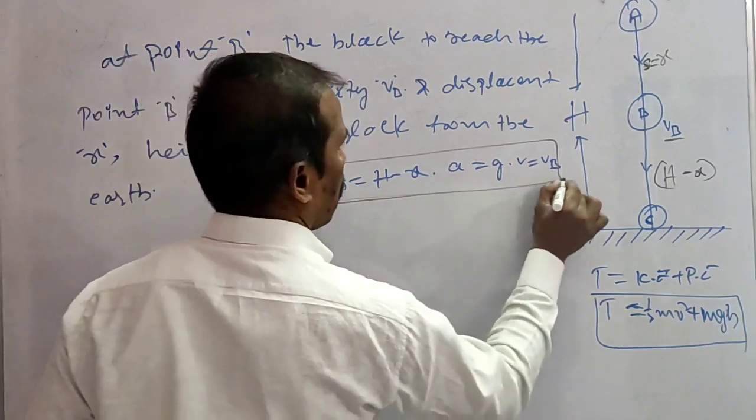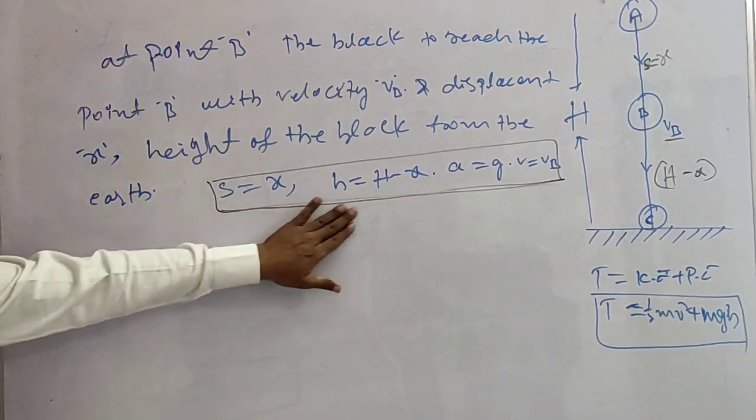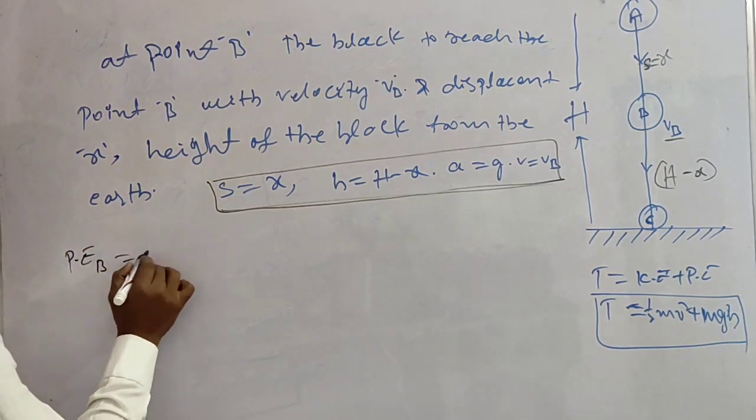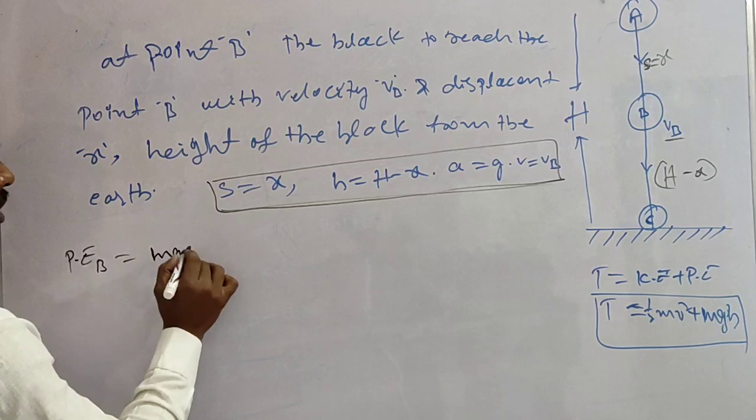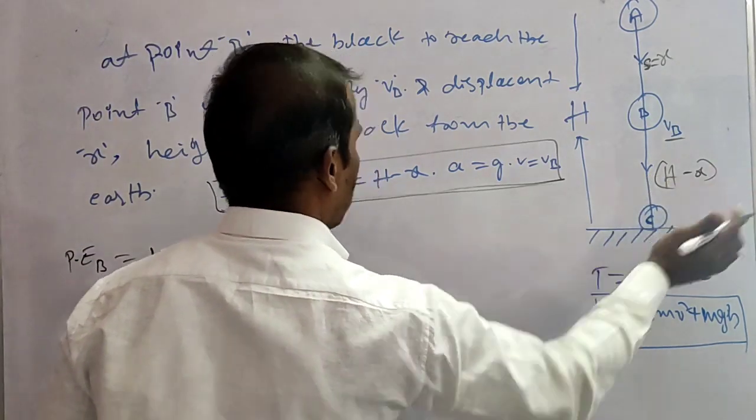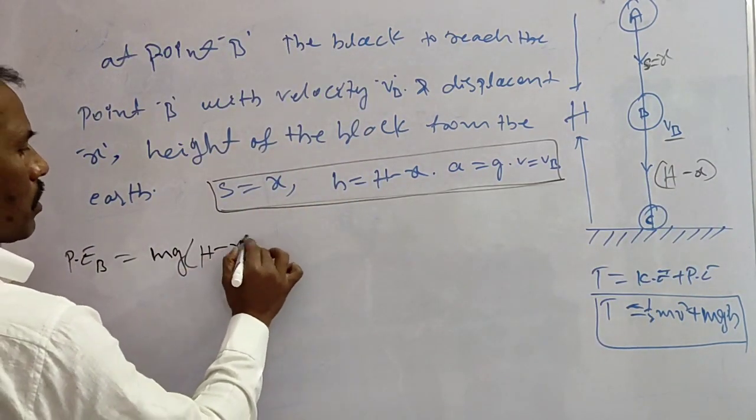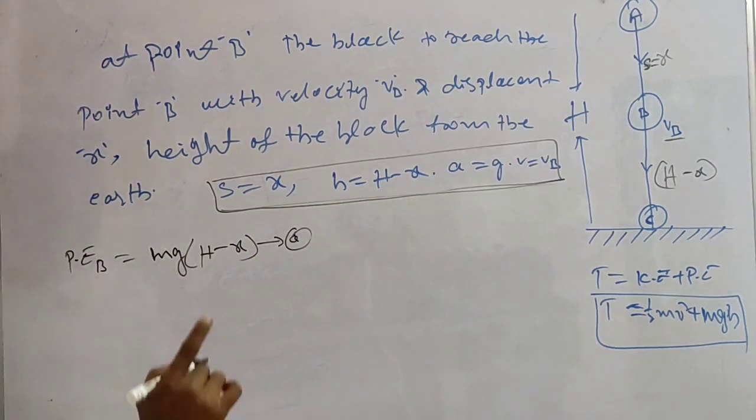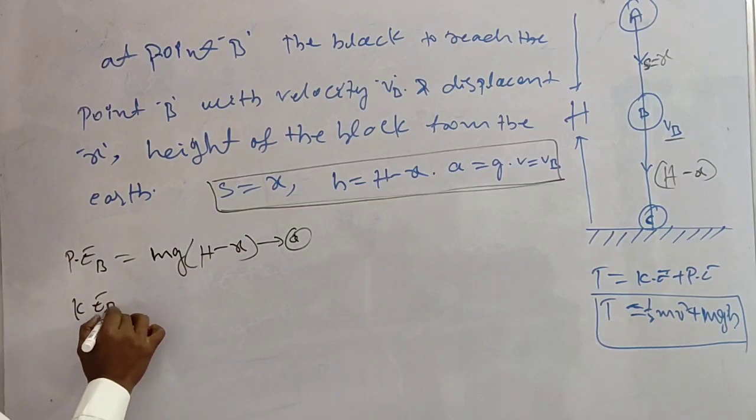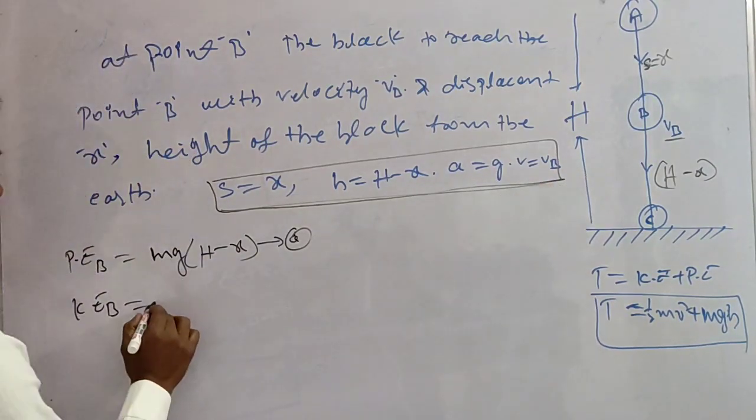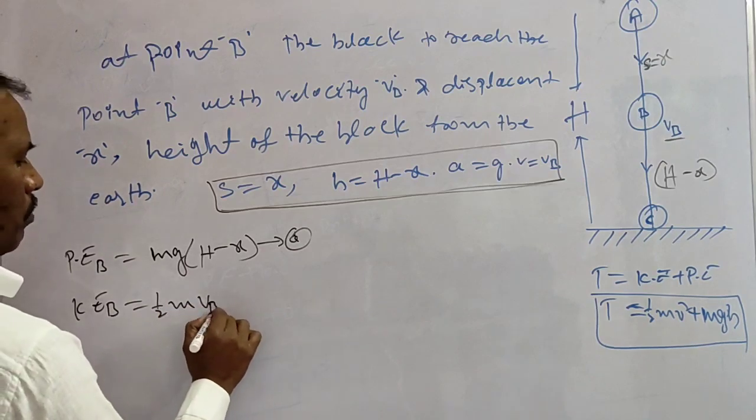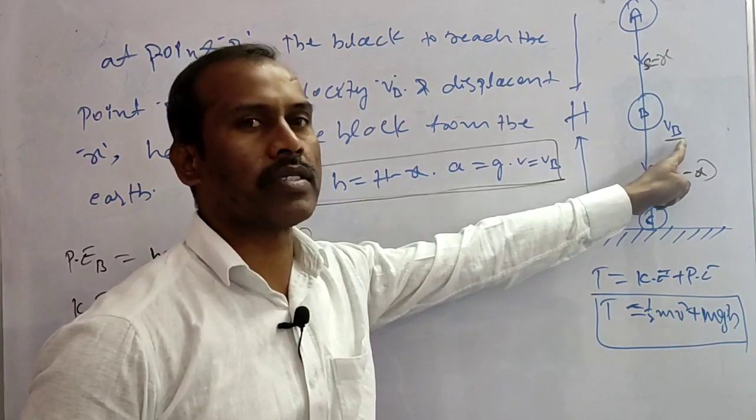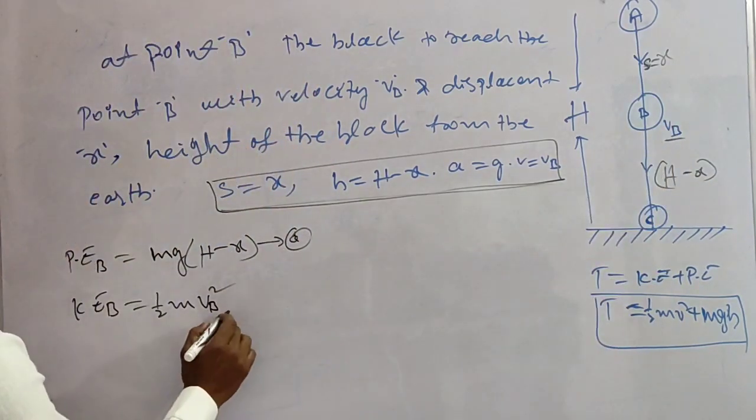Now potential energy at B point is equal to mgh, where h means h minus x, so mg(h minus x). This is equation A. Now kinetic energy at B point is equal to half m vb square, since the block reaches point B with velocity vb.